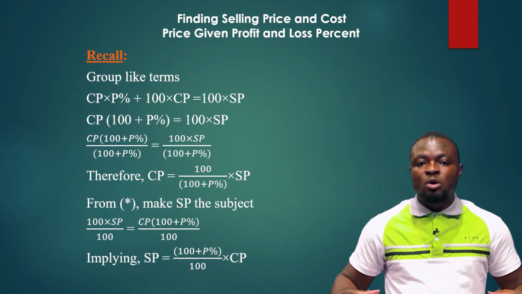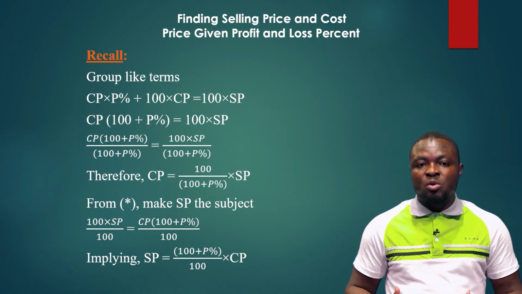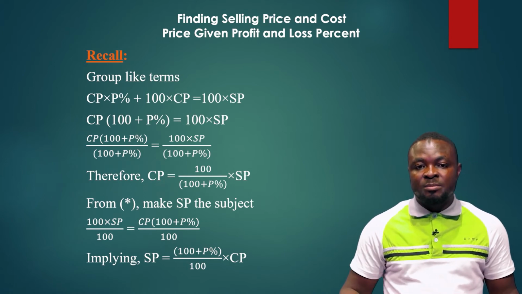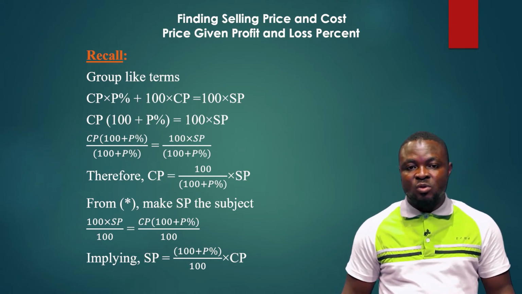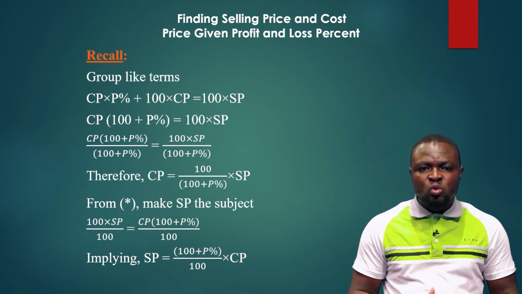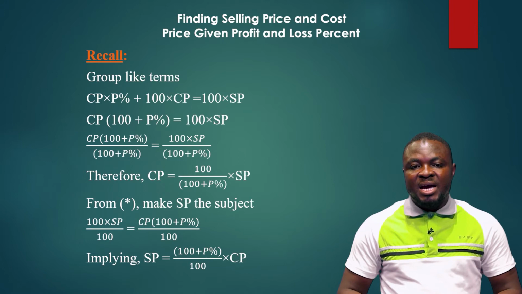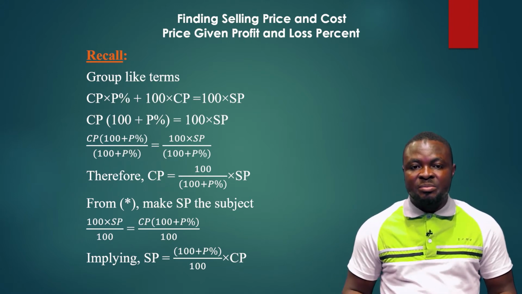You have to regroup the terms. That is what we call collection of like terms. So all terms with cost price are collected on the left. All terms with selling price are left on the right. So if we do that, we have cost price times profit percent plus 100 times cost price equal to 100 times selling price.